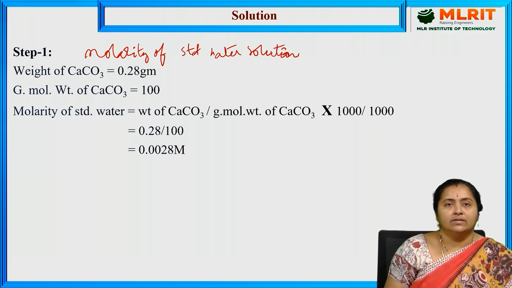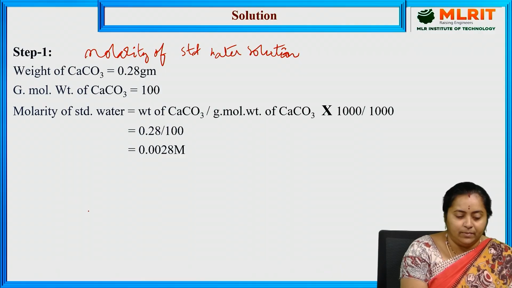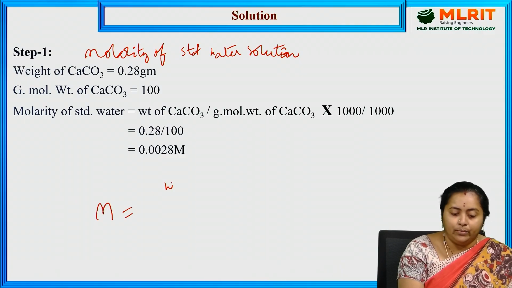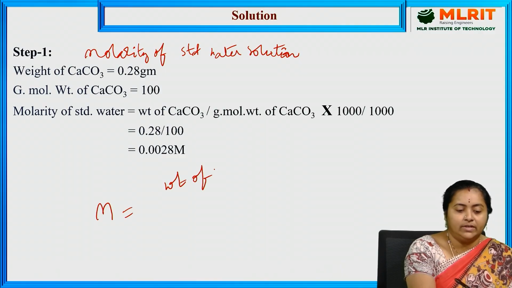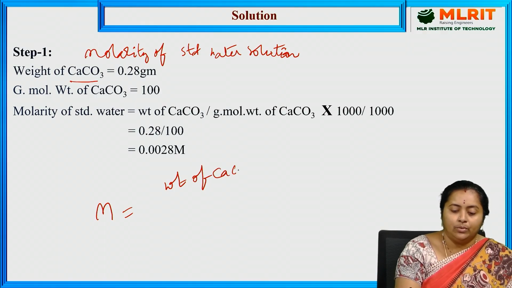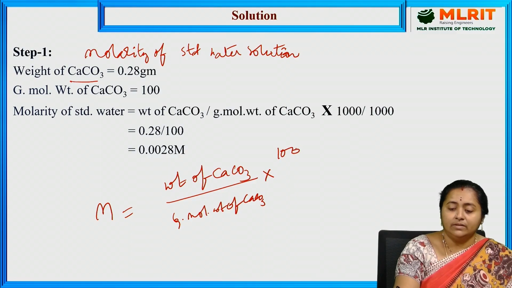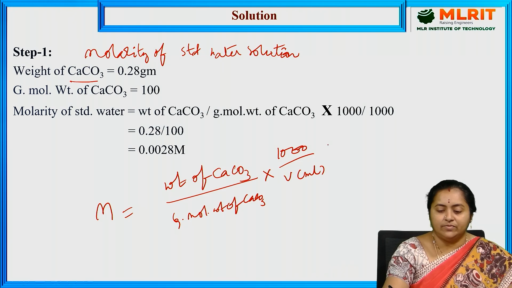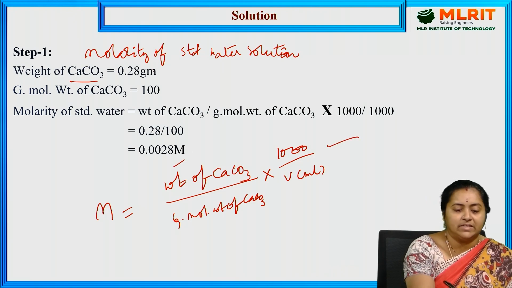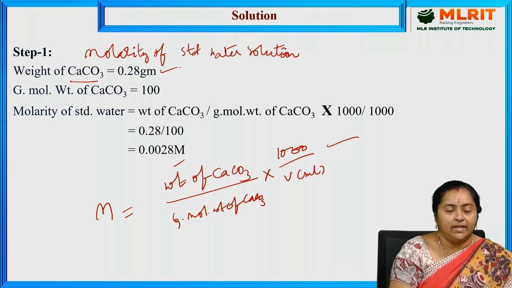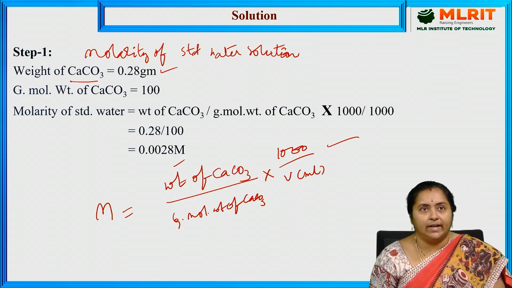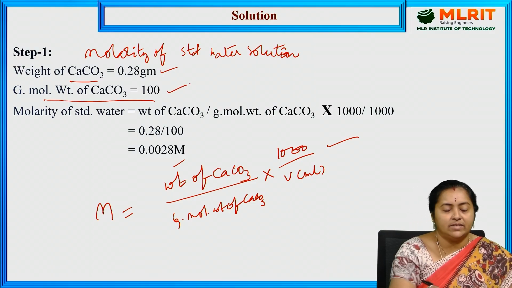How is it calculated? We have the formula M is equal to weight of the salt given in the problem, CaCO3, that is, weight of calcium carbonate divided by gram molecular weight of CaCO3, into 1000 by V, where V is taken in milliliters. Using this formula, the weight of calcium carbonate is given in the data as 0.28 grams, and its gram molecular weight is 100 grams.